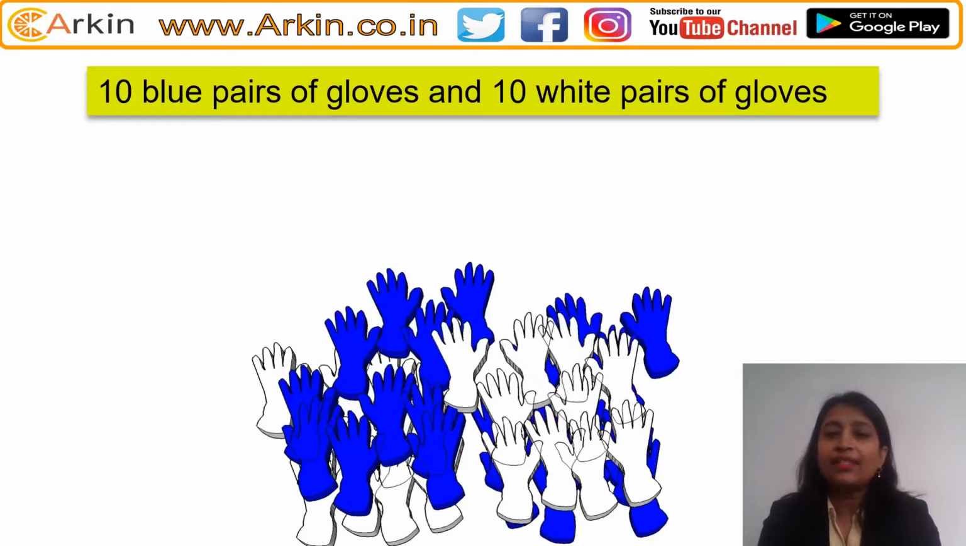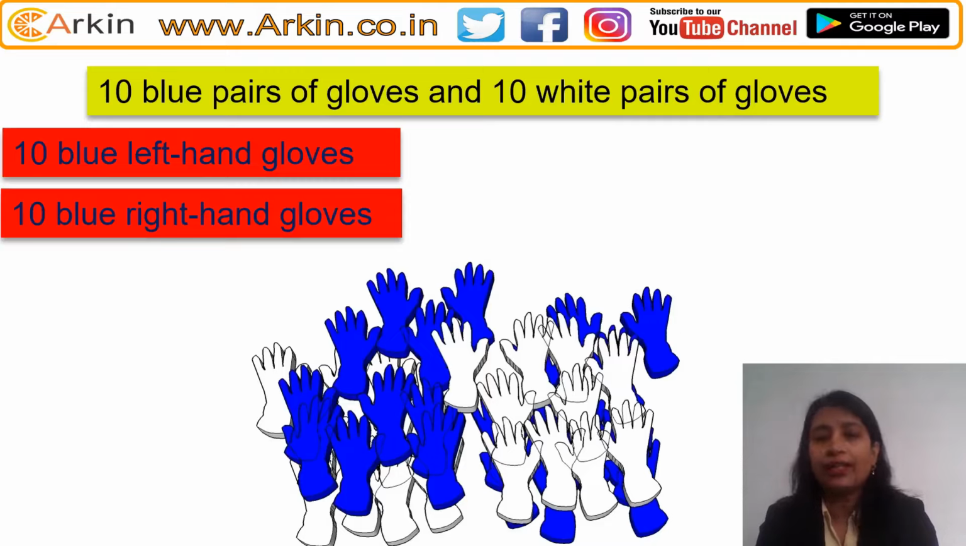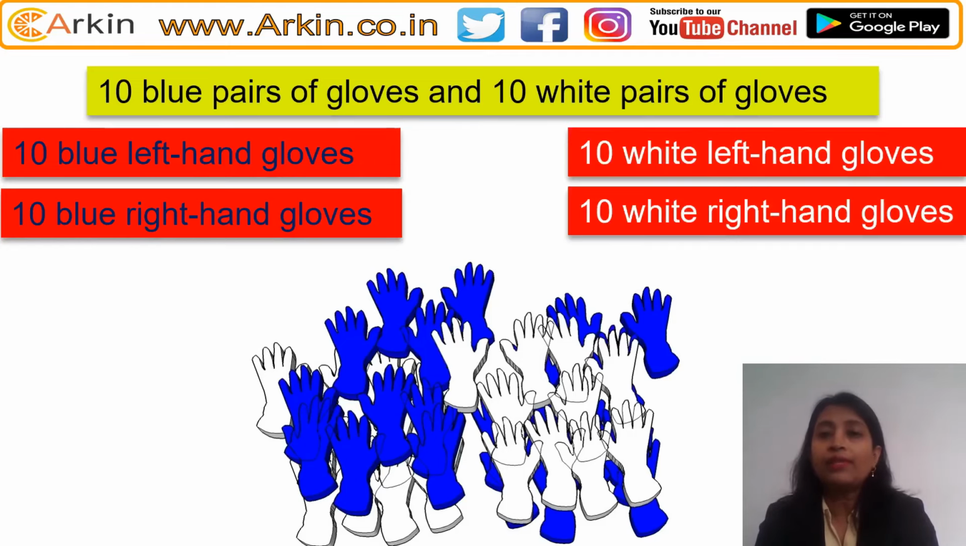So how many gloves are there? There are 10 blue pairs of gloves and 10 white pairs of gloves. So total 20 pairs of gloves, and for each pair, that means there are 2, left hand and right hand. So there are 10 blue left hand gloves, 10 blue right hand gloves, and 10 white left hand gloves, and 10 white right hand gloves. So in total we have 40 gloves. Out of that she has to choose a pair. So how will we do this?